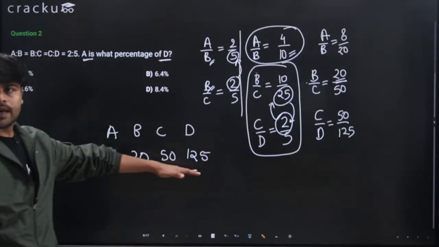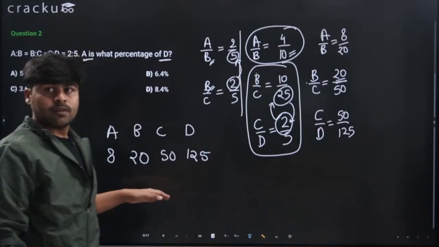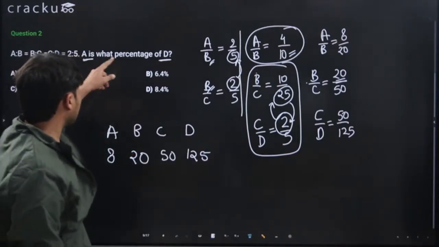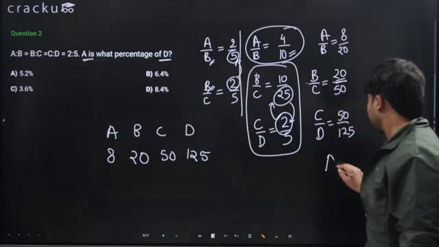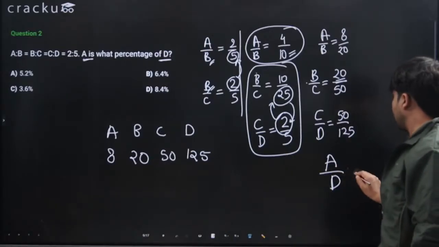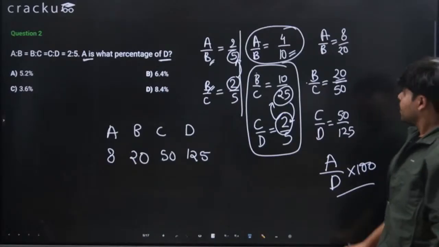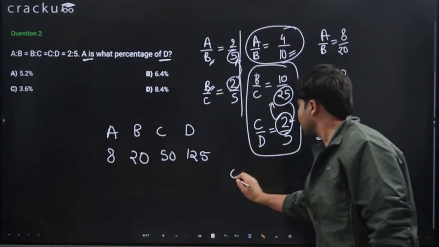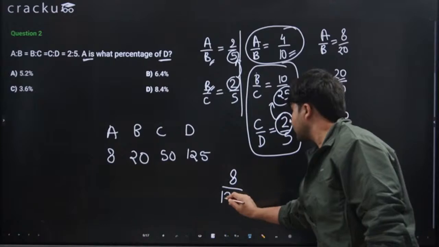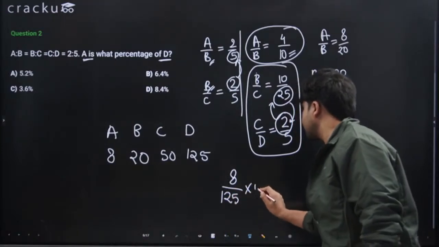And that's it. We have calculated our ratio that was required. We need to find A is what percentage of D. So the value of A over D times 100 is what we need to find. A over D times 100. A is 8, D is 125, times 100.